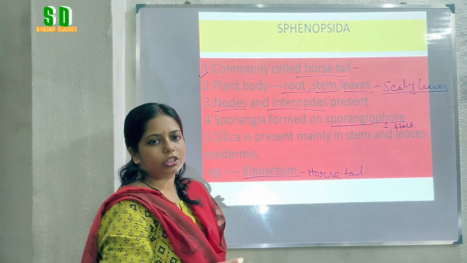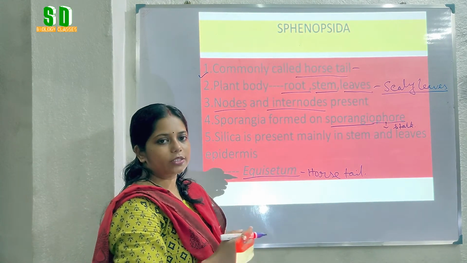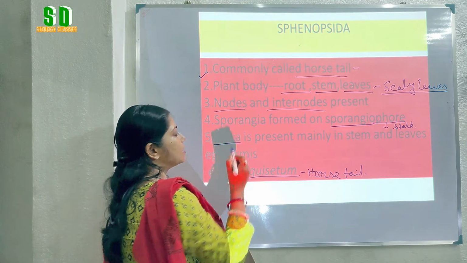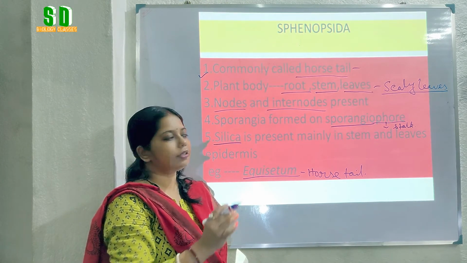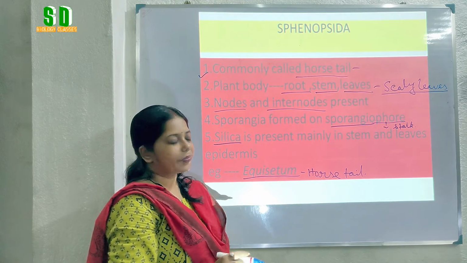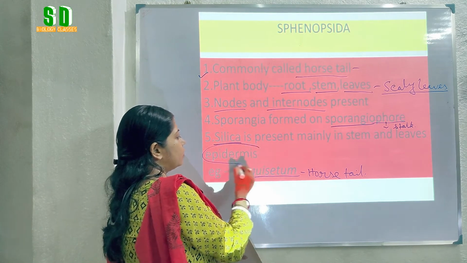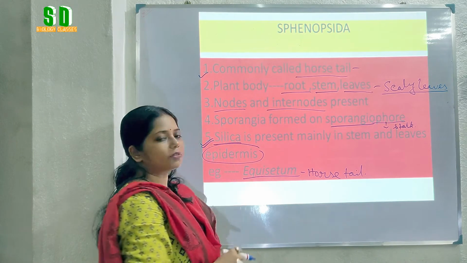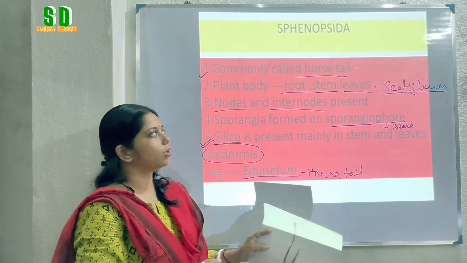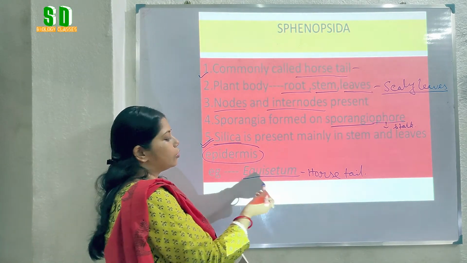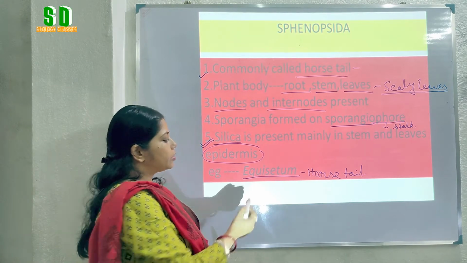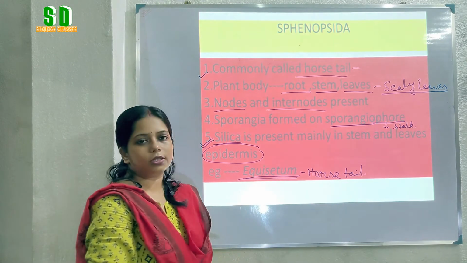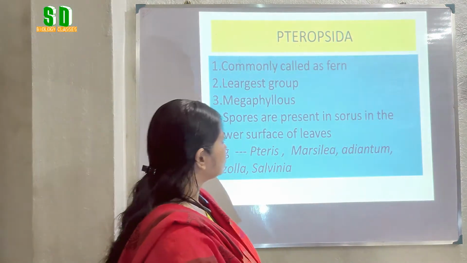Now if I cut a section of the stem and leaves of an Equisetum member, we can see that silica is deposited on the epidermal layer of the leaves and stem of Equisetum. So it is one of the very important characteristic features of the members of the Sphenopsida and also of Equisetum. Now the common example of Sphenopsida is Equisetum, and it is commonly called horsetail.